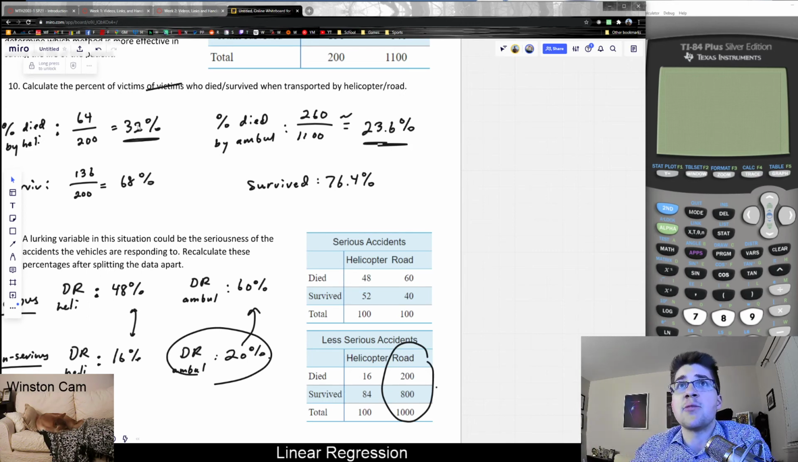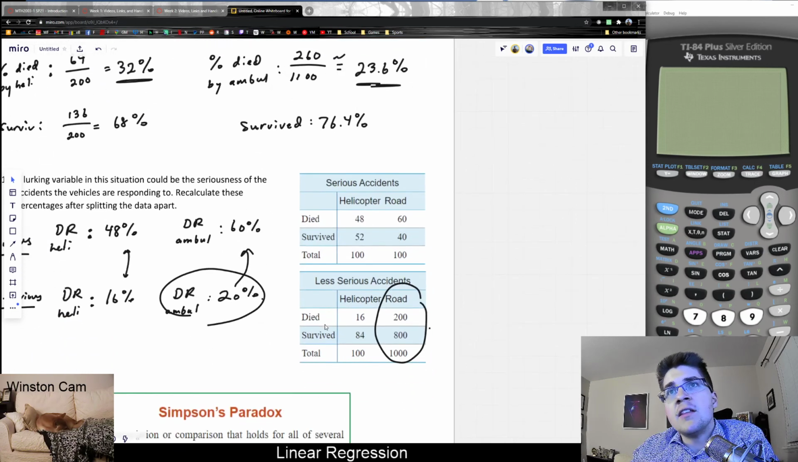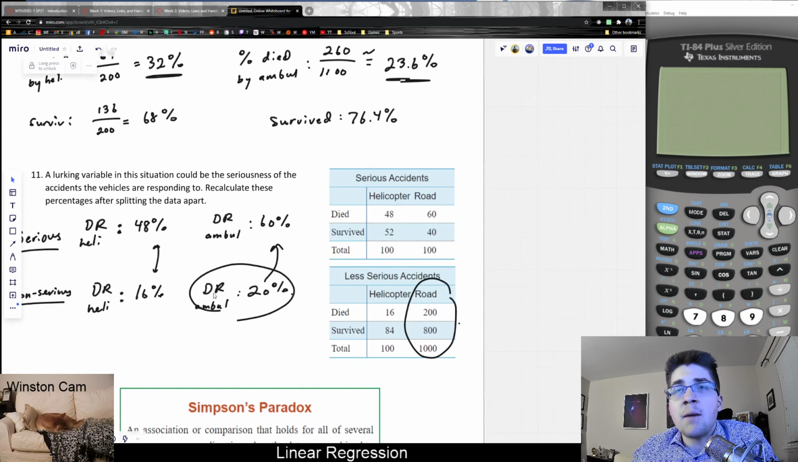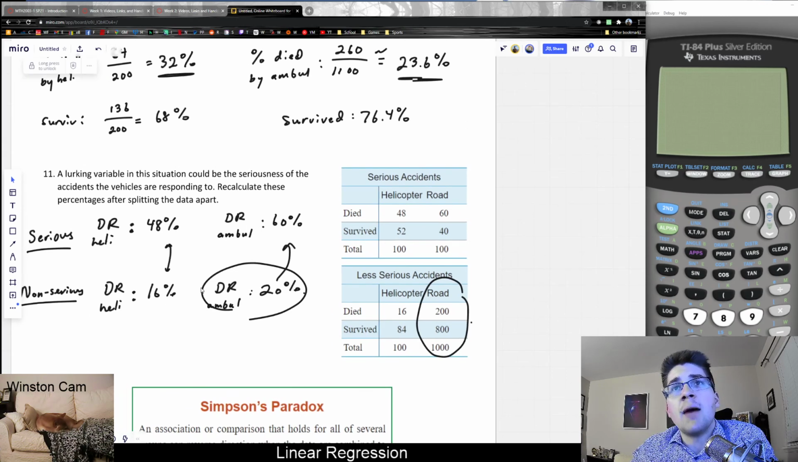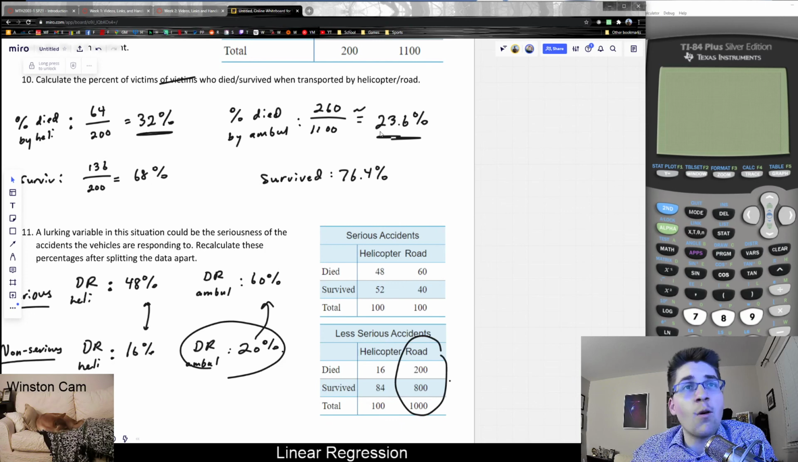So notice that the death rate for helicopters was higher than that of ambulances just because of the sheer number of less serious accidents. And obviously, the death rate in the combined data was much lower for non-serious injuries than it was for serious injuries. So it makes sense that ambulances would have a lower death rate overall, because they respond to way more non-life-threatening calls.